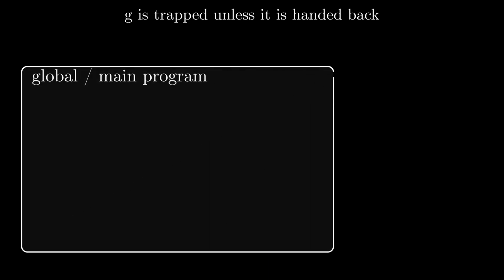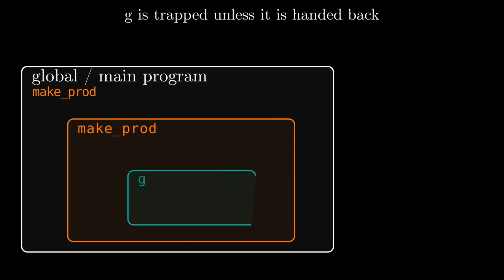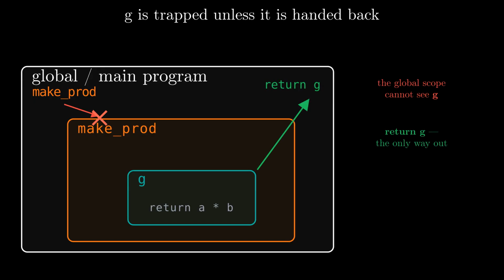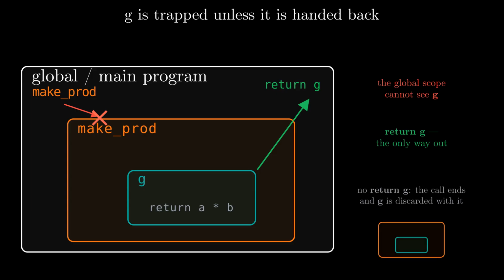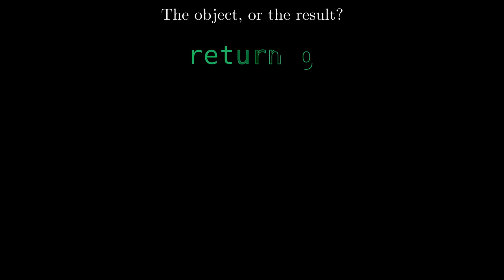Think about where g lives. The definition of g sits inside make prod, so g exists only while a call to make prod exists. The main program, the outermost level of indentation, knows nothing about g. Ask the global scope what g is, and it has no answer. There is exactly one way for the outside world to learn about g, and that is for make prod to hand it back. If make prod never returns g, then g is trapped inside that inner environment, created and then thrown away, invisible forever.